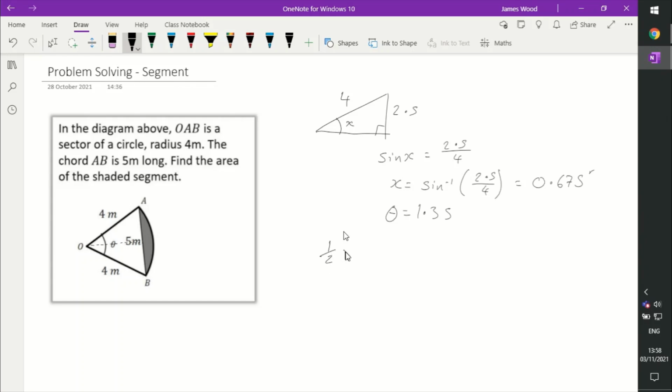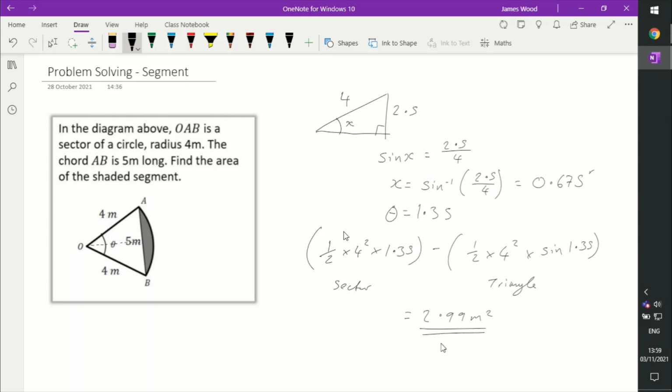So it's going to be half r squared times theta for the area of the sector. And I'm going to subtract the area of the triangle. Half times r squared, or in this case it's 4 times 4, because it's half AB sine C, times sine 1.35. And then I can calculate what this is. When I do that, I get an answer of 2.99 meters squared.